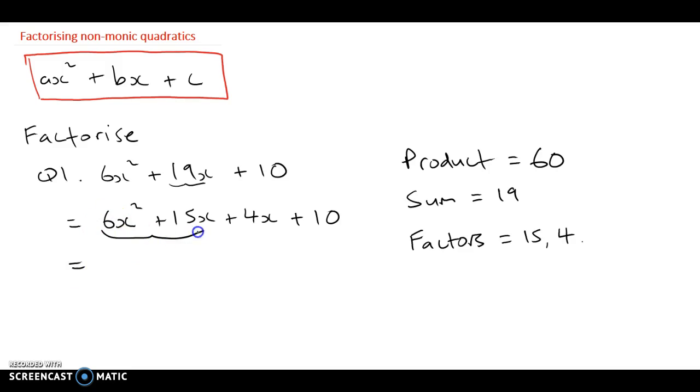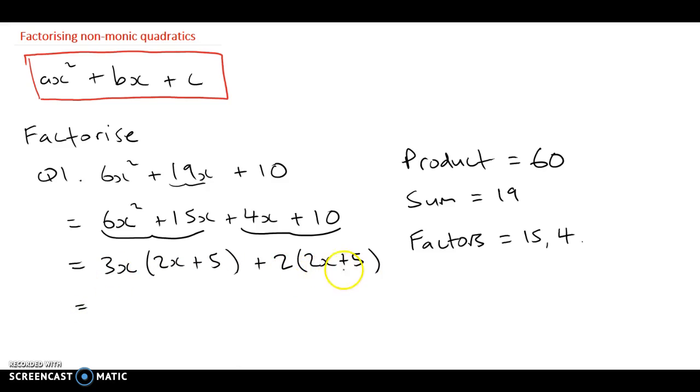So let's pair these first two together. 6x squared plus 15x, they've got a common factor of 3x. And in brackets we'll have 2x plus 5. If we pair these next two together, 4x plus 10, that's got a common factor of 2. And in brackets we'll get 2x plus 5. Now both of our brackets are the same, which is what we want when we're factorising by grouping. So both of these terms, 3x and 2, have a common factor of 2x plus 5. So that becomes 2x plus 5, 3x plus 2.